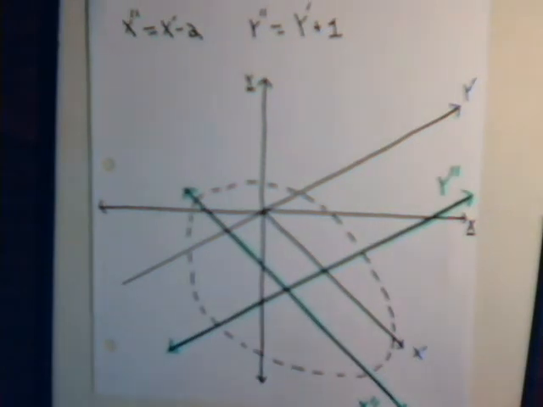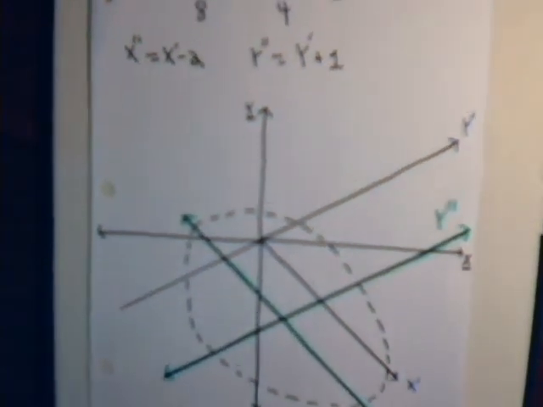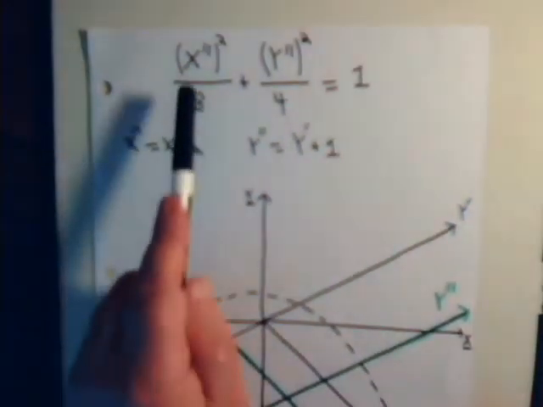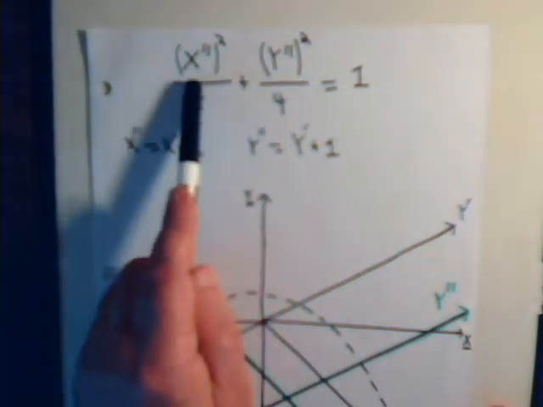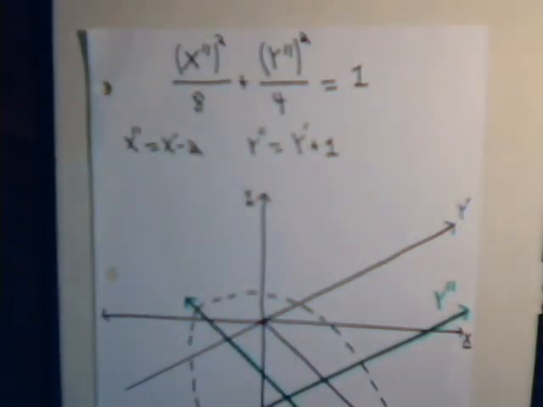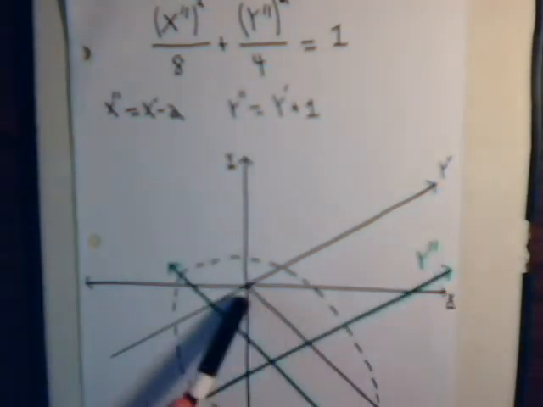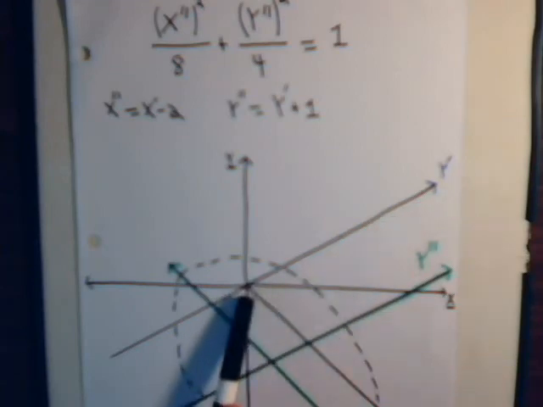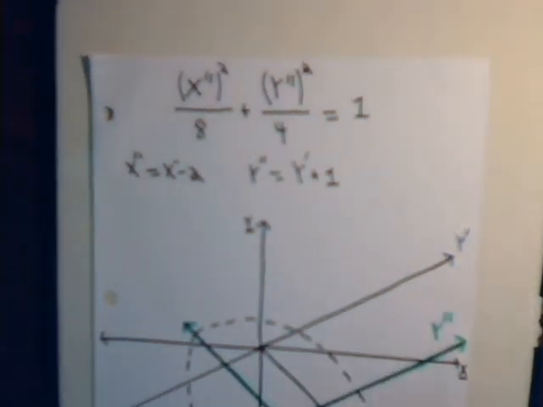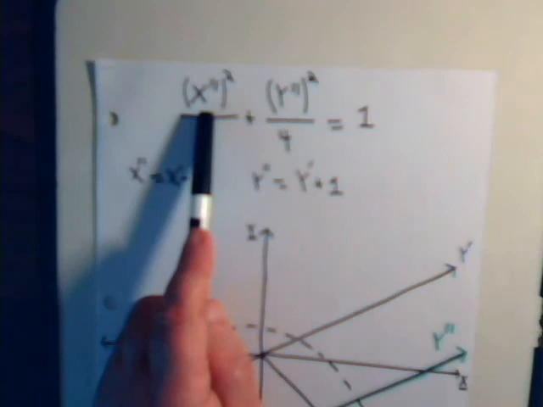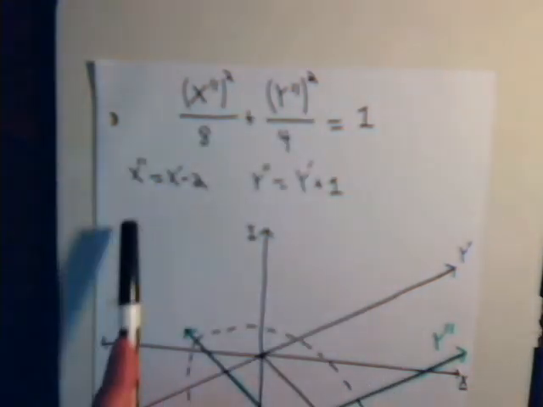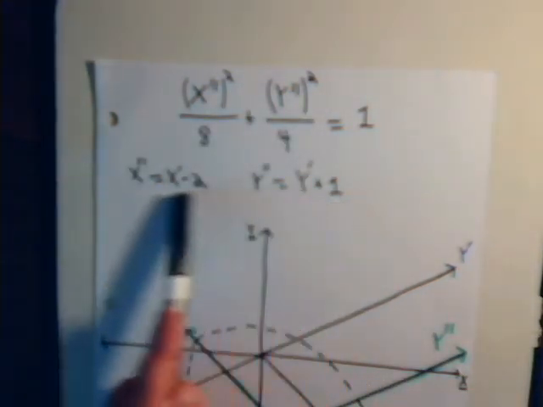So again, let's go over this again. Well, let's just stop. We first began with an xy system. Then it got rotated into an x prime, y prime axis. Now we have an x double prime and a y double prime right here.